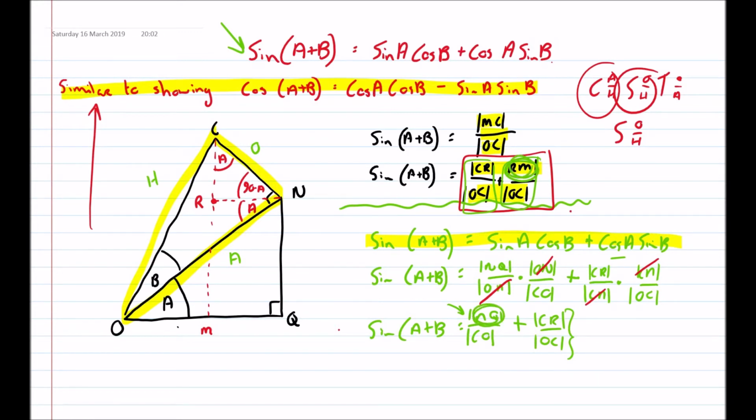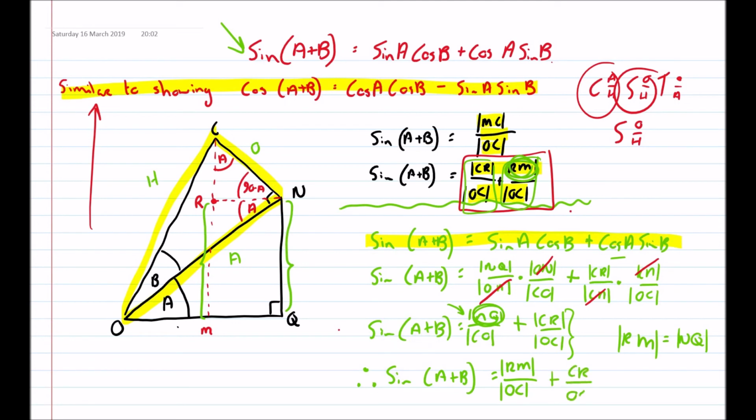But let's see. RM is this, and NQ is this. Are they the same length? Yeah, they sure are. So I can write over here RM equals NQ. So then I can say therefore sine(A+B) equals RM over CO or OC, whichever I want, it doesn't matter, plus CR over OC.